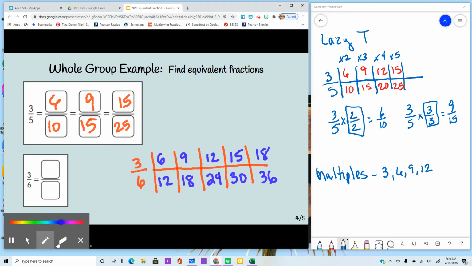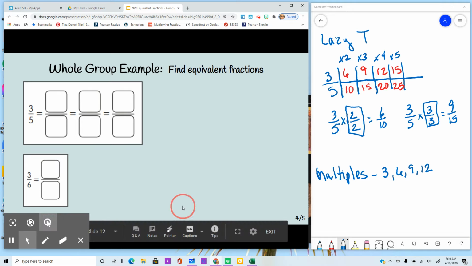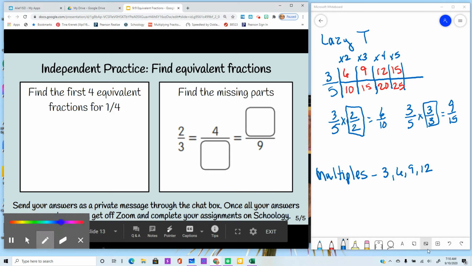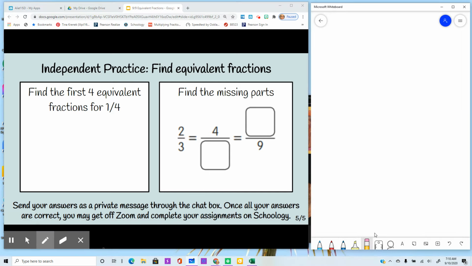So go ahead and write this in your notebook. If you're not, make sure you have your notes. And let's take a look at our last slide. Okay, so our last slide, again, we're just finding equivalent fractions. And 1/4 is the first one. And then we have to find the missing parts on the second one.